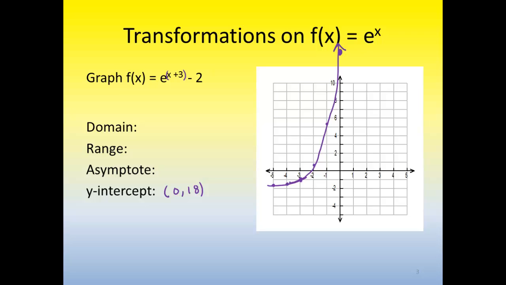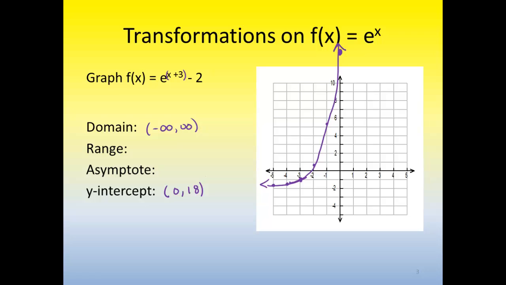All right, so let's take a look and see what happens. My domain. What is my domain going to be? Well, it looks like I probably can still substitute in every x value I can imagine. Positives, negatives, it doesn't matter. Because when I use my negative x values, I just got values down here. So my domain is still all real numbers.